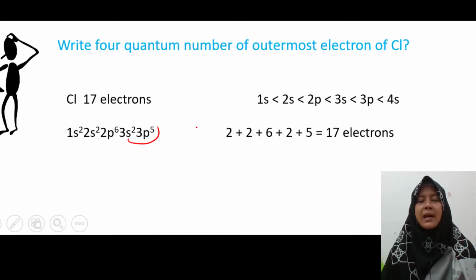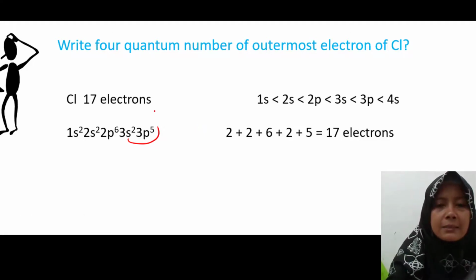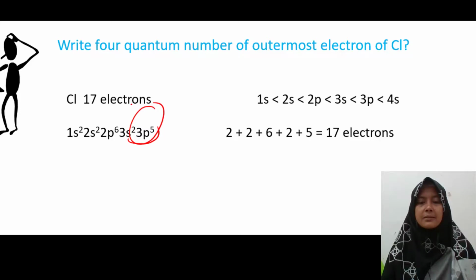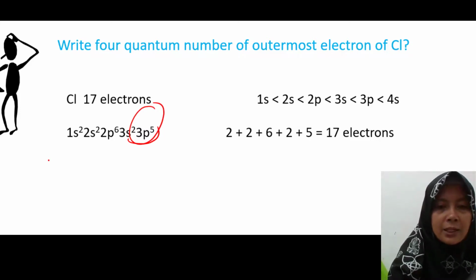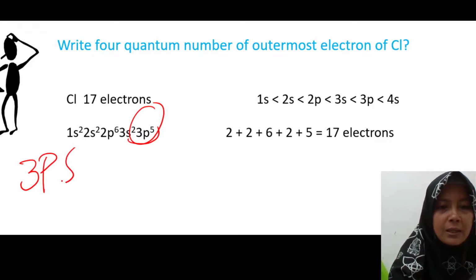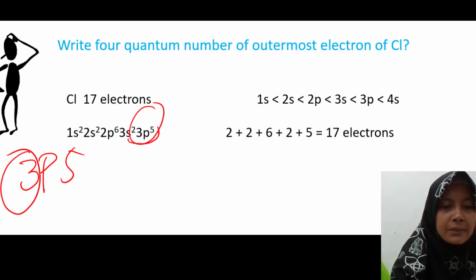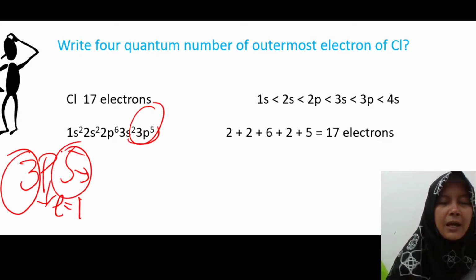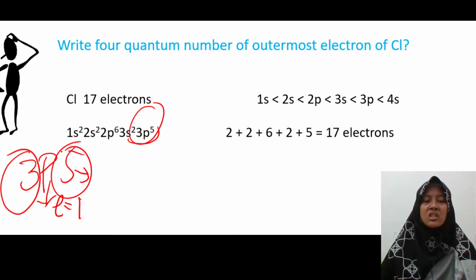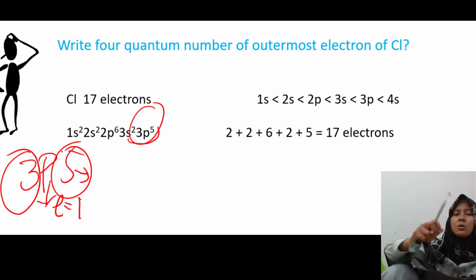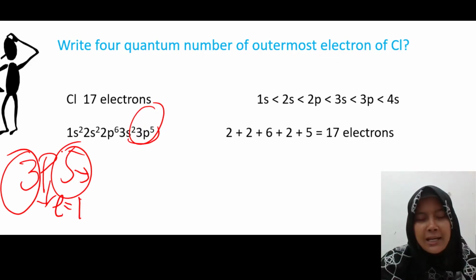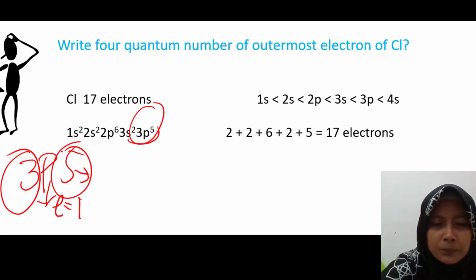Now we can determine the quantum numbers by looking at this point, 3p5. From this 3p5, the principal quantum number n is equal to 3. P is an l, where l is equal to 1, and with 5, we have to know which orbital is occupied by the outermost electron.